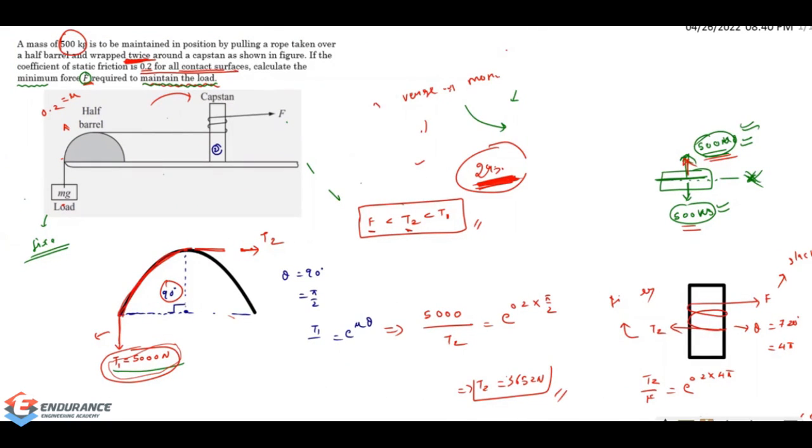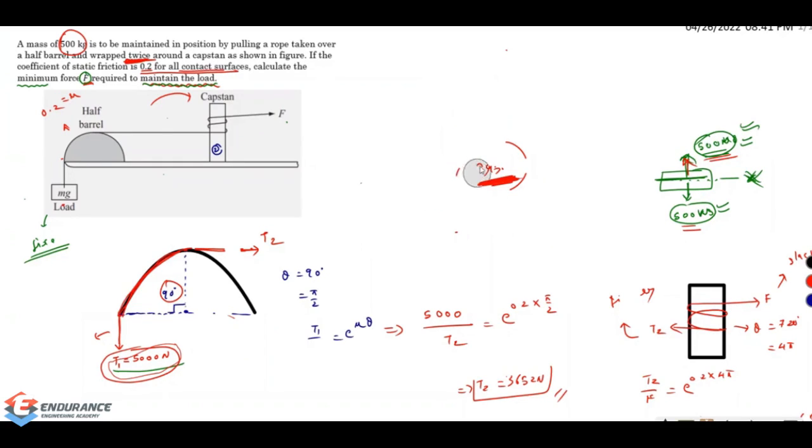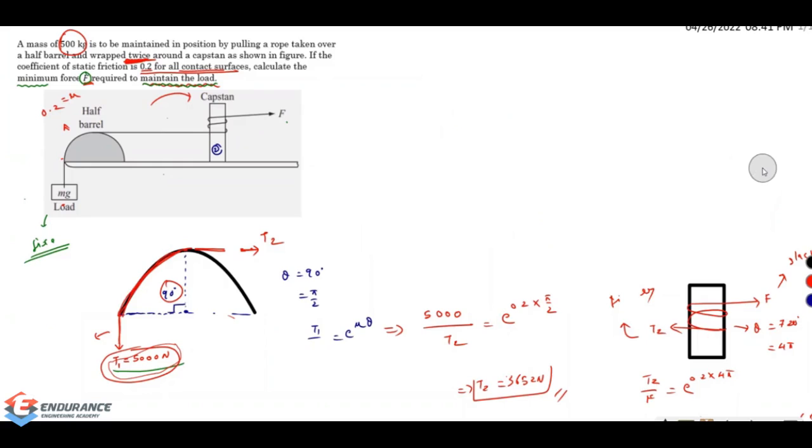What is your doubt, Nanda? Sir, can we use F is equal to 5000 into 0.6? There are two times we are rolling, so 0.4, and one time in the barrel 0.2, 0.6 total. The total load 5000 is equal to force divided by 0.6. Then the force will be 294.